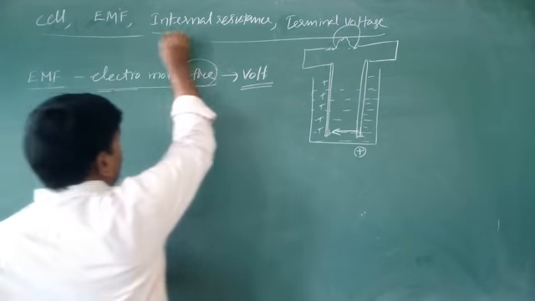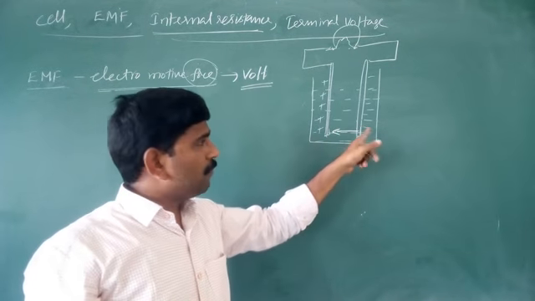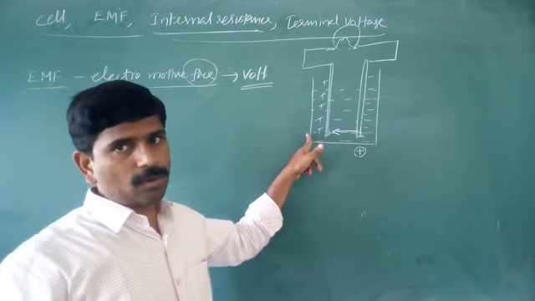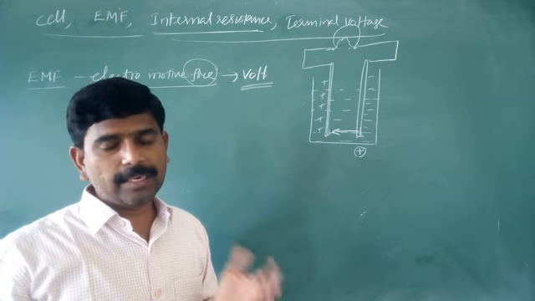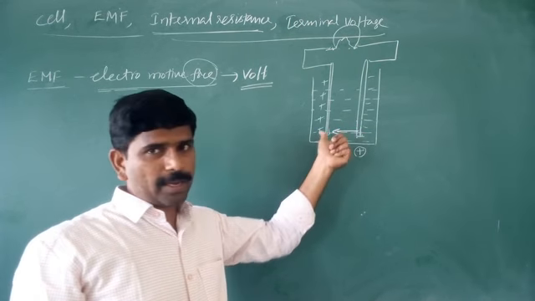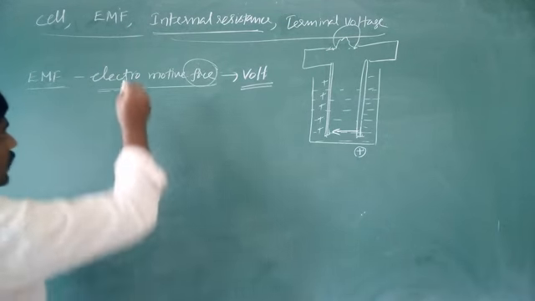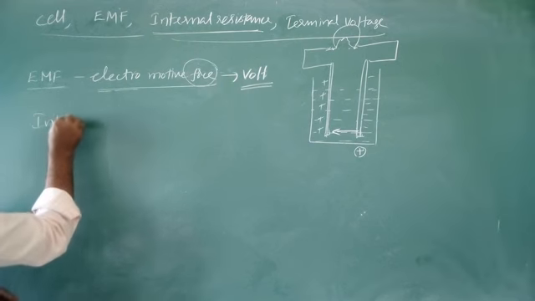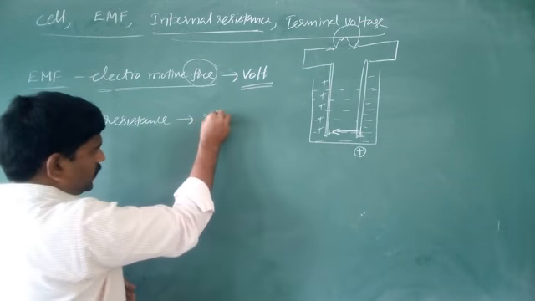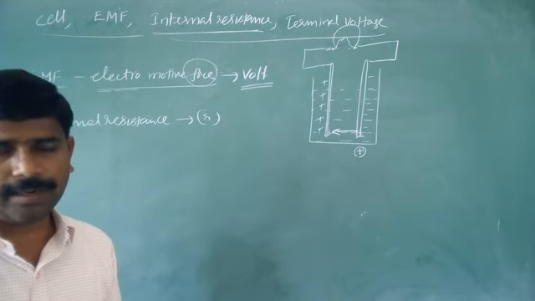So what about the internal resistance? Here the electrolyte is there. When charge is passing through that electrolyte, some opposition is offered by the electrolyte. So when this positive charge is moving from low potential to high potential, this liquid opposes the motion of those charges. That is what we call the internal resistance. Internal resistance is generally denoted with the letter small r.